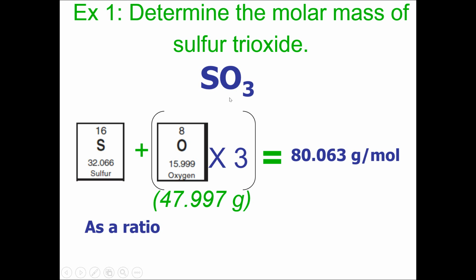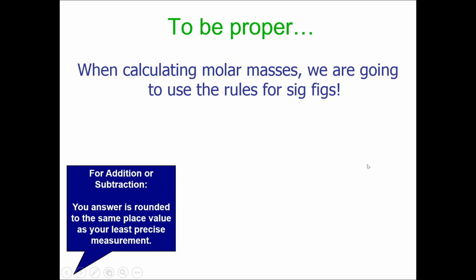We could also take that molar mass and write it as a ratio because we are going to be using them in dimensional analysis problems. So as a ratio, I would write 1 mole of SO3 equals 80.063 grams of sulfur trioxide. So this is how I would write that ratio. Remember, you just separate it by the slash.